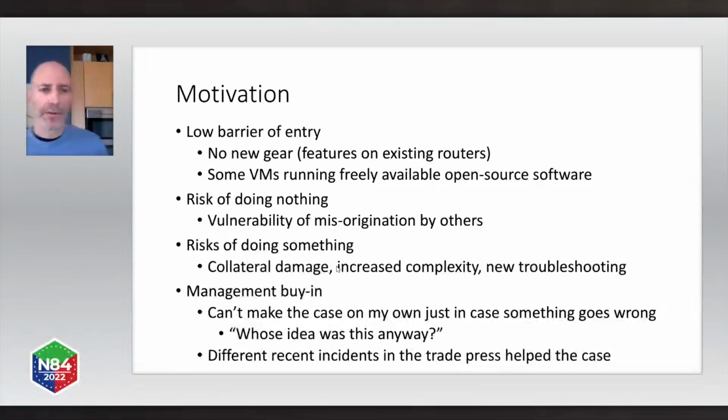Thinking again back to our motivation for taking on this new project. Okay, there's a low barrier of entry. That's kind of nice. There's no new gear because it's just using features on existing routers, and then just needing a few virtual machines running freely available open source software. So it's pretty cheap to implement. No big expenditures. There's a risk of doing nothing. So if we don't embark on this whole journey, we could be vulnerable to misorigination by others of our prefix space. That's not good for our customers.